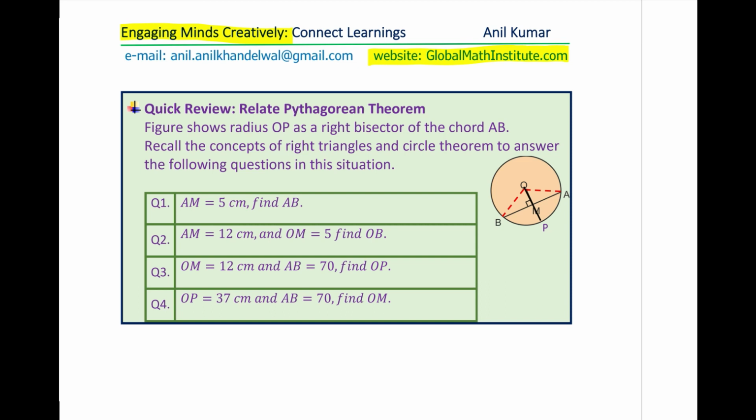The question here is, figure shows radius OP as a right bisector of the chord AB. Recall the concepts of right triangles and circle theorem to answer the following questions in this situation. So here are 4 questions for you. I'd like you to pause the video, answer these questions, and then look into my suggestions.